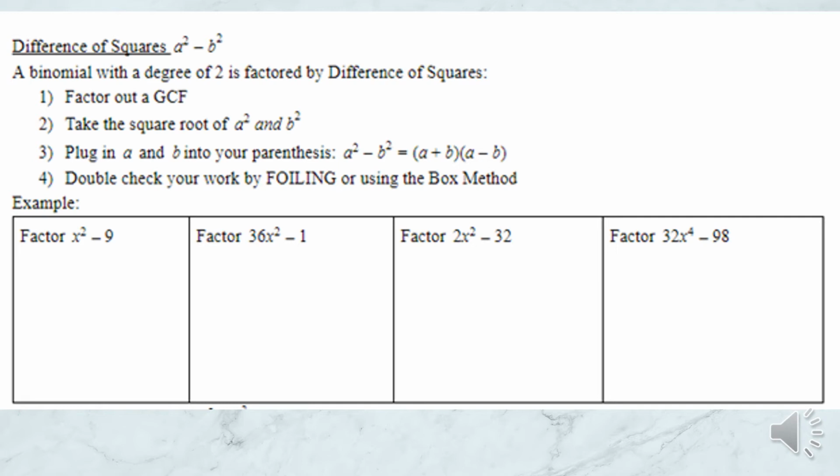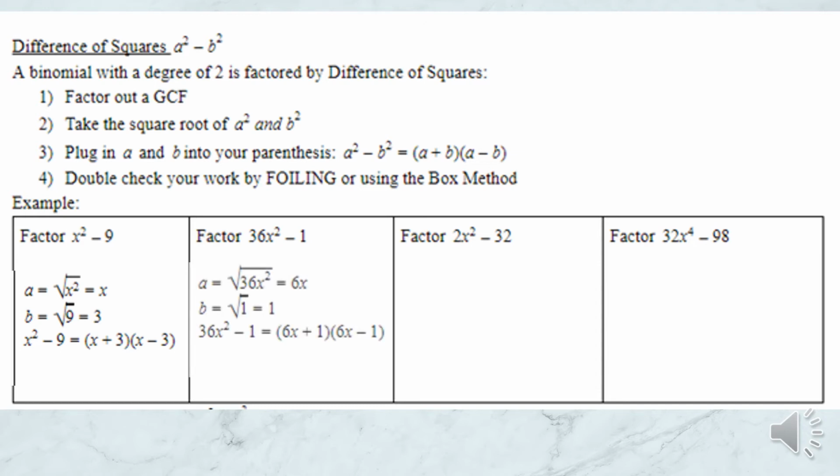So in the far left, we have x squared minus 9. Both of those are perfect squares, so we can skip step one. There's not a GCF. In step two, we're going to take the square root of both of those. So our square root of x squared is just x. Our square root of 9 is 3. So we plug those into a plus b and a minus b to get x plus 3, x minus 3.